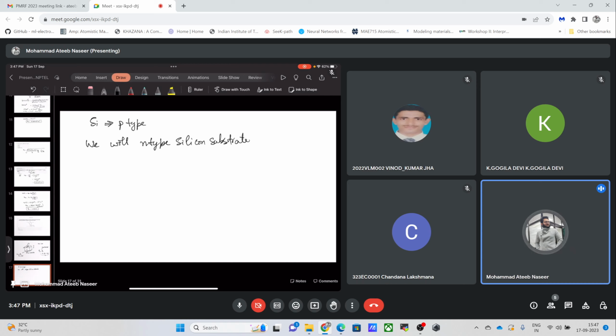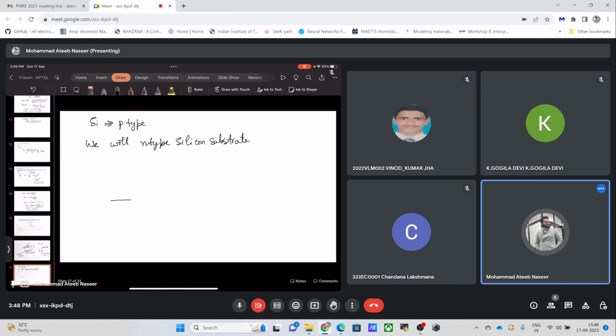So if we consider this n-type silicon substrate, we will try to draw its energy band diagrams. When there is nothing, we are assuming the flat band conditions, the metal side, we are assuming all the idealities.